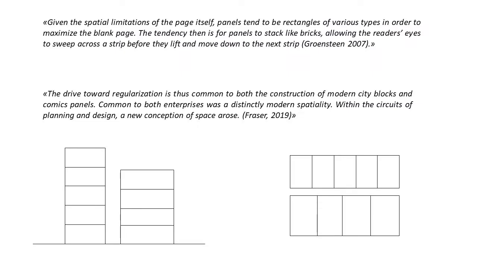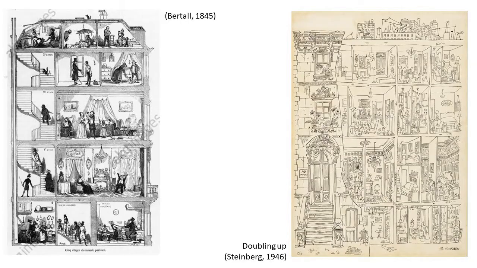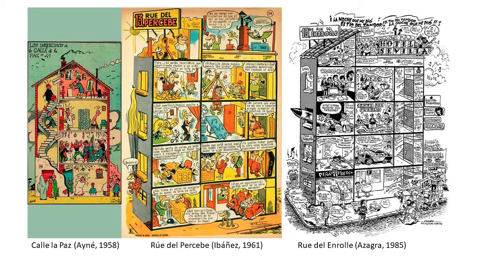Coming back to graphic narrative, the similarity between modernity and the layout of the page is another important matter for this case. Fraser and Groensteen mention the analogy between architecture and the comic page. There are a lot of comic and cartoon examples that use the section of a building as panel organization. These examples are from Spain.